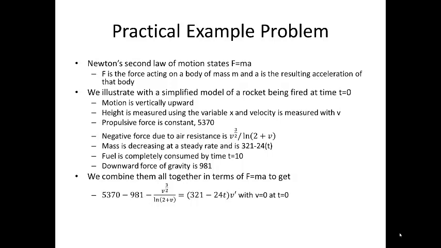The height is measured using a variable x, and velocity is measured with v. Propulsive force is constant, 5370. Negative force due to air resistance is v to the 3/2 divided by the natural log of 2 plus v, and the mass is decreasing at a steady rate, and it's 321 minus 24 times t. That's because of the fuel burning off, and the fuel is completely consumed by time t equals 10. The downward force of gravity is 981, and when we combine them all together in terms of F equals ma, we get a nice differential equation with a set of initial values v equals 0 at t equals 0. We're going to develop methods to solve these types of equations in the succeeding sections.